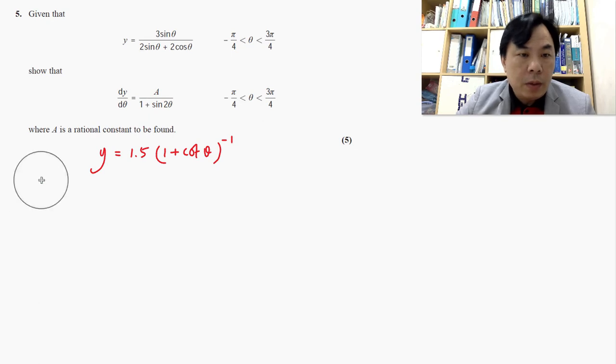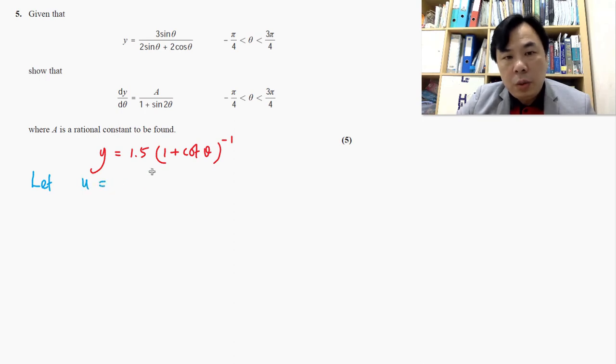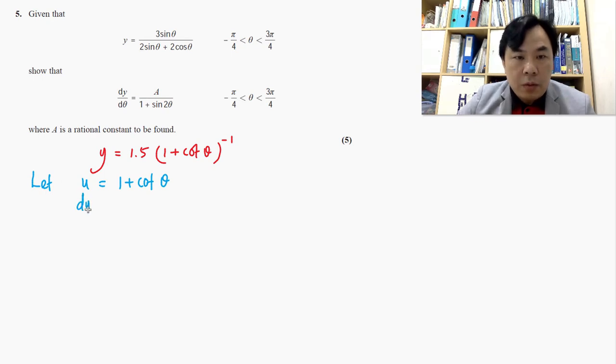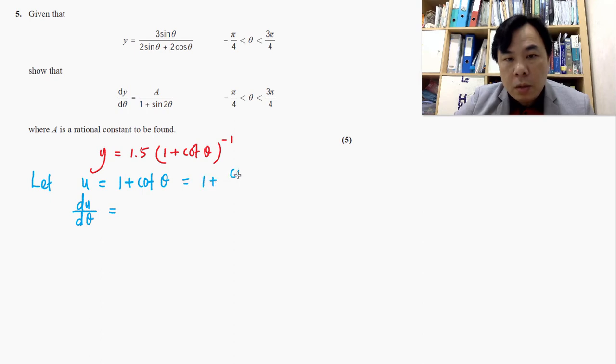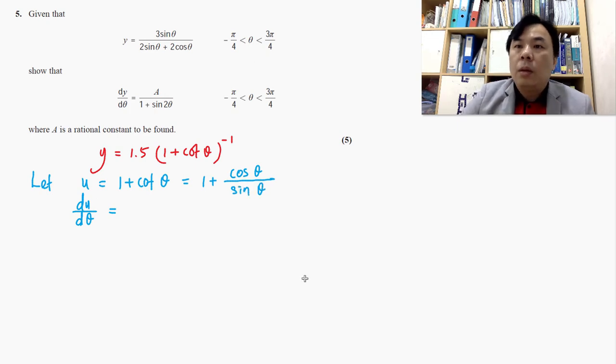In this case, we are going to let u equal to this expression here. Right. So from here, we are going to differentiate that with respect to theta. Okay, now if we differentiate this with respect to theta, we can actually refer to the data booklet, or you can reapply your chain rule here. Okay, this is simply 1 plus cosine theta over sine theta. Right. Okay, so you can actually apply your chain rule here.